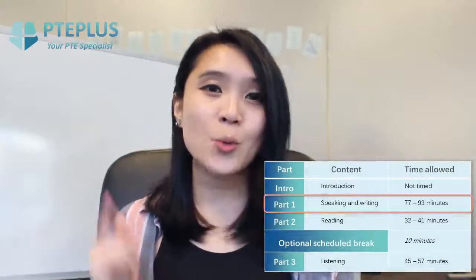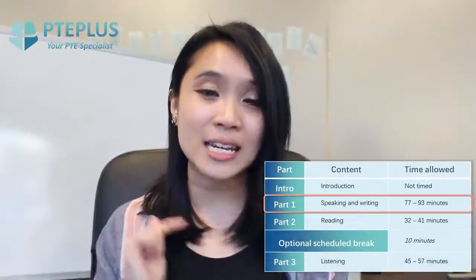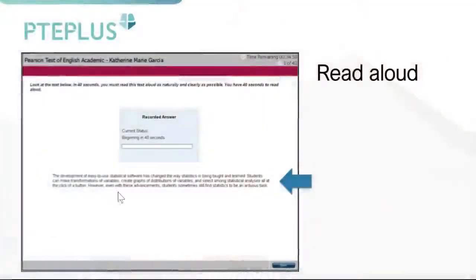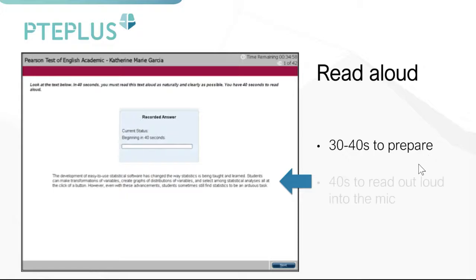So once you finish your introduction, you will be moving into the first part of your exam, which covers the speaking and writing question types. So let's run through what each of the speaking question types involve. So the first question type you'll face is read aloud, and essentially you'll be given a paragraph, and you will get 30 to 40 seconds to read and prepare this paragraph. And then the mic will open and you'll have 40 seconds to read this passage out loud into your microphone.